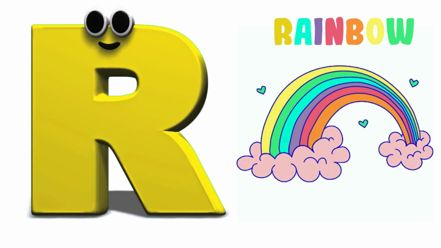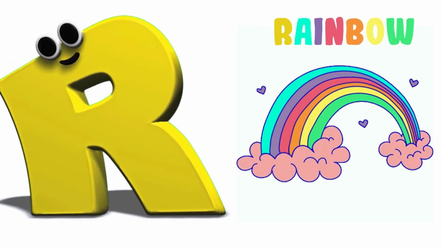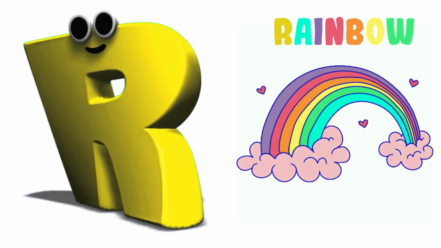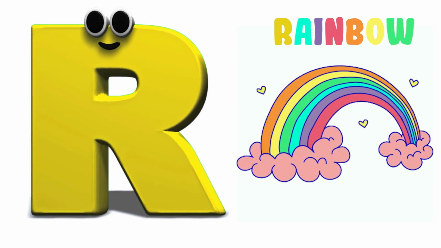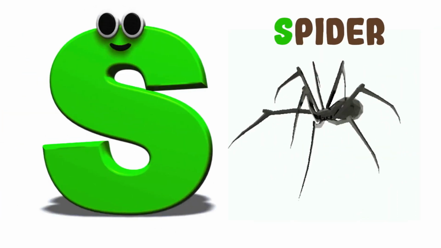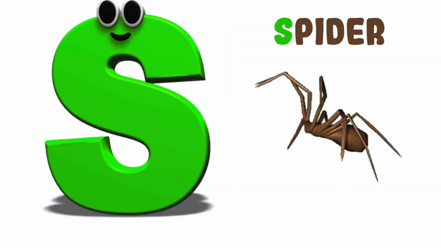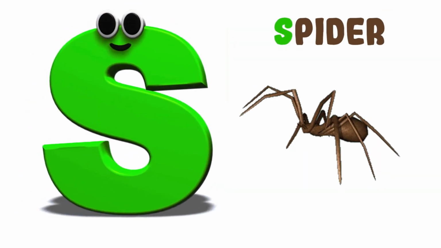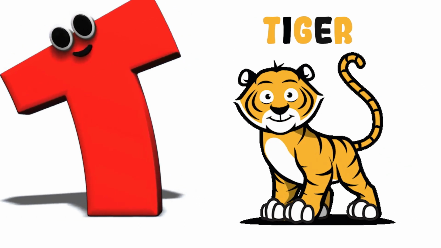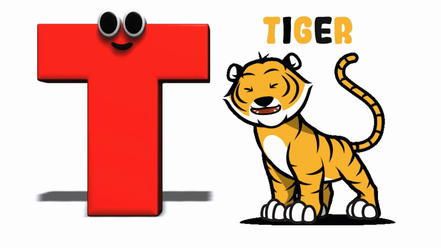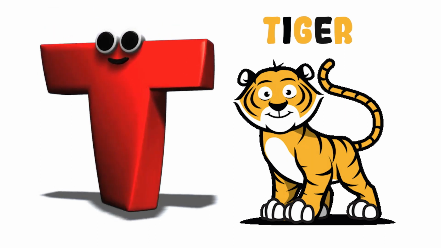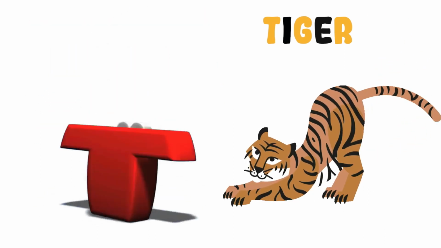R is for rainbow, r, r, rainbow, r, r, rainbow, R, rainbow. S is for spider, s, spider, s, spider, S, spider. T is for tiger, t, tiger, t, tiger, T, tiger.